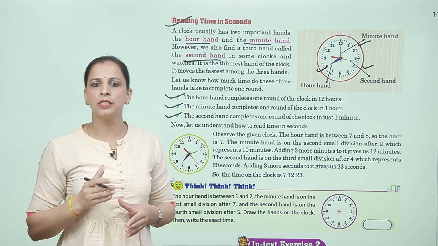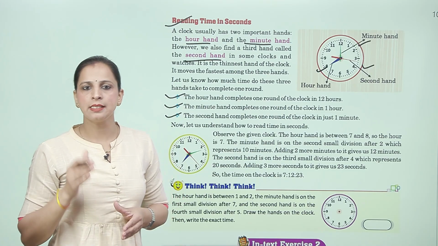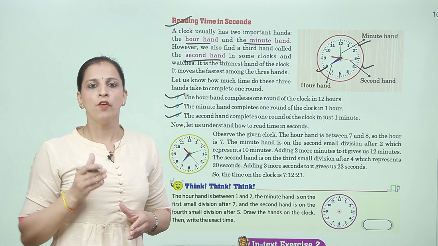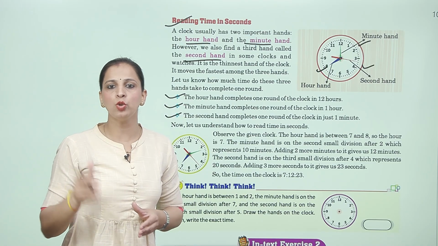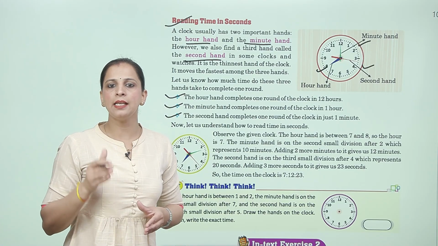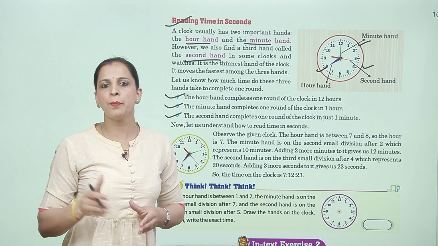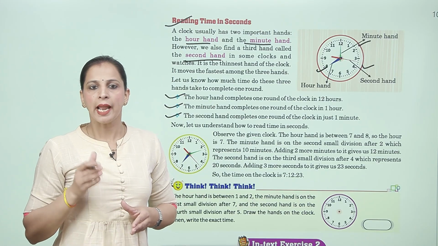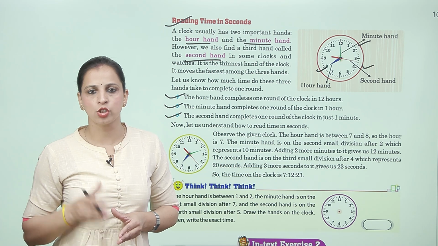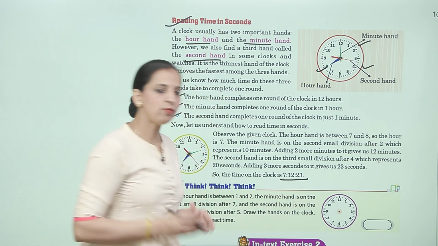Observe the given clock. The hour hand is between 7 and 8. So, the hour is 7. The minute hand is on the second small division after 2, which represents 10 minutes. Adding 2 more minutes, it gives us 12 minutes. The second hand is on the third small division after 4, which represents 20 seconds. Adding 3 more seconds to it gives us 23 seconds. So, the time on the clock is 7:12:23.